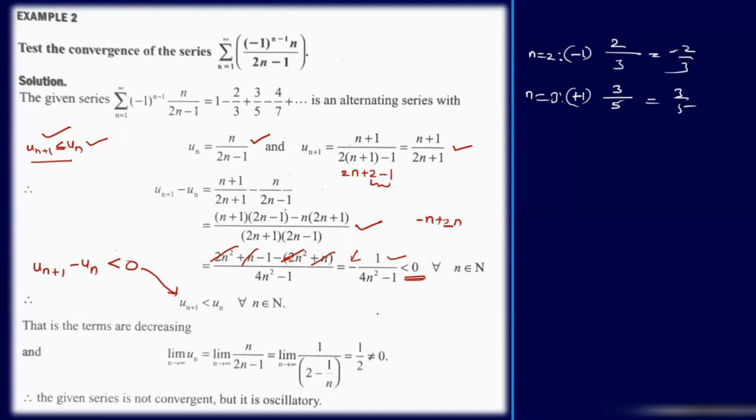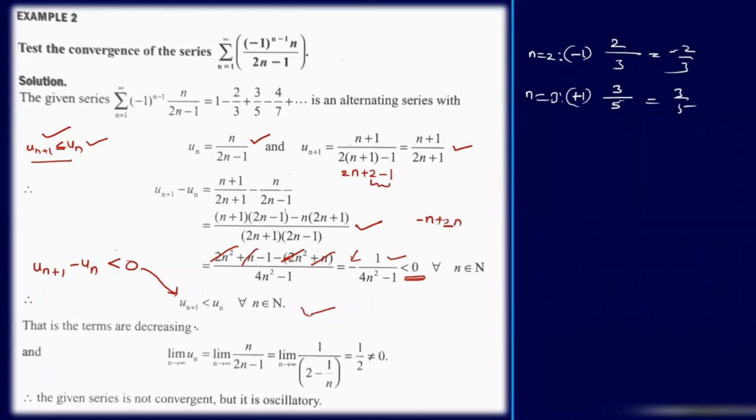To verify whether 2 is less than 3 or not, what do we do? We take the difference between these two, 2 minus 3. If this 2 minus 3 is less than 0, we'll say 2 is less than 3. In a similar way here also, to verify this condition, I've taken the difference. And as the difference is clearly less than 0, we can say u(n plus 1) is less than u(n), and therefore the terms are decreasing.